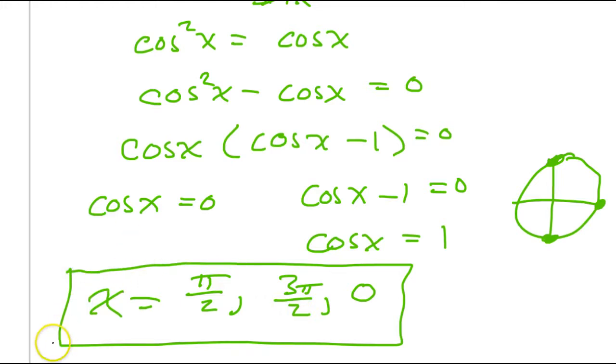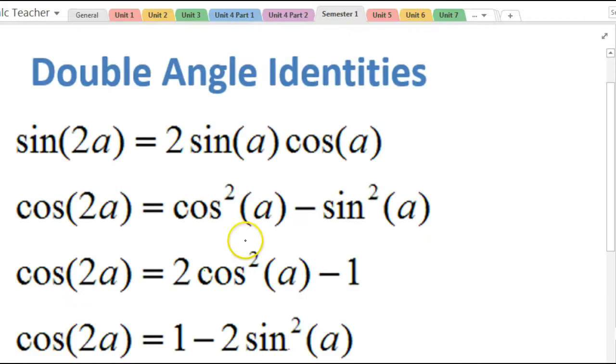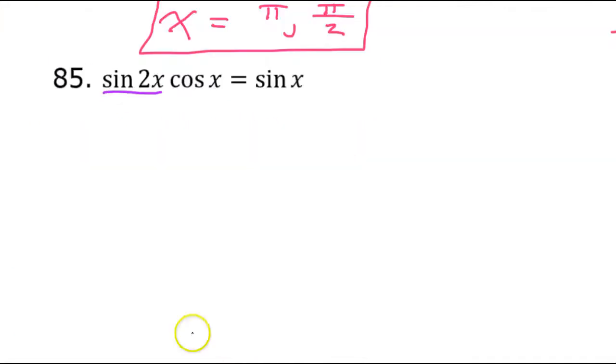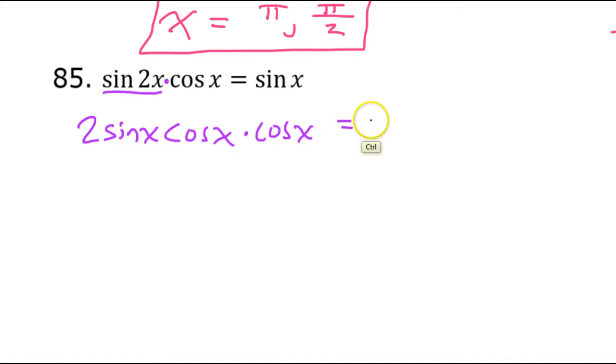So that one was relatively straightforward. Let's do one more. This last one has the double angle in it, so watch out. Sine of 2x is 2 sine cosine. So let's do that right away. So we're going to have 2 sine x cosine x, okay? And then we have this extra cosine, and that's equal to sine x.